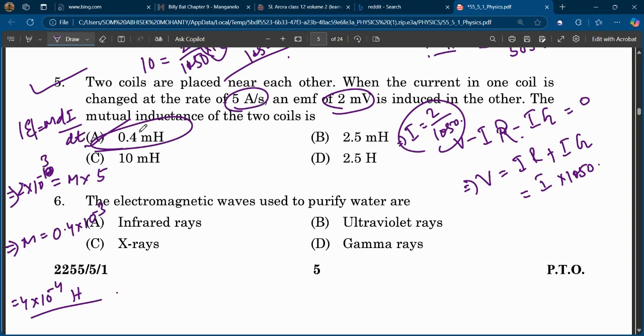Radioactive waves used to purify water. Surely ultraviolet, UV. You must have seen the ad, UV pure water, something like that.